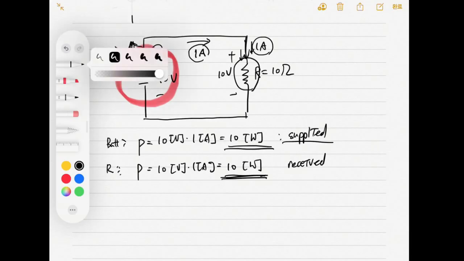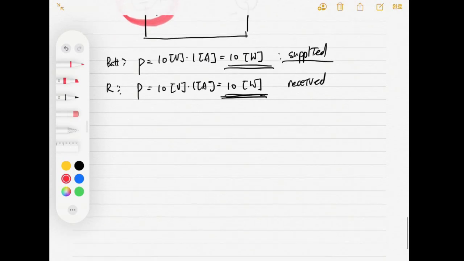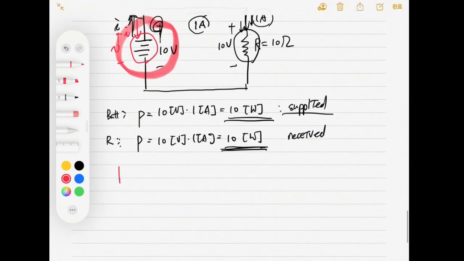Then if you say the current direction of the battery is that way, we define the I and we define the voltage here in the battery. Then what is the power of the battery? P will be VI, right?